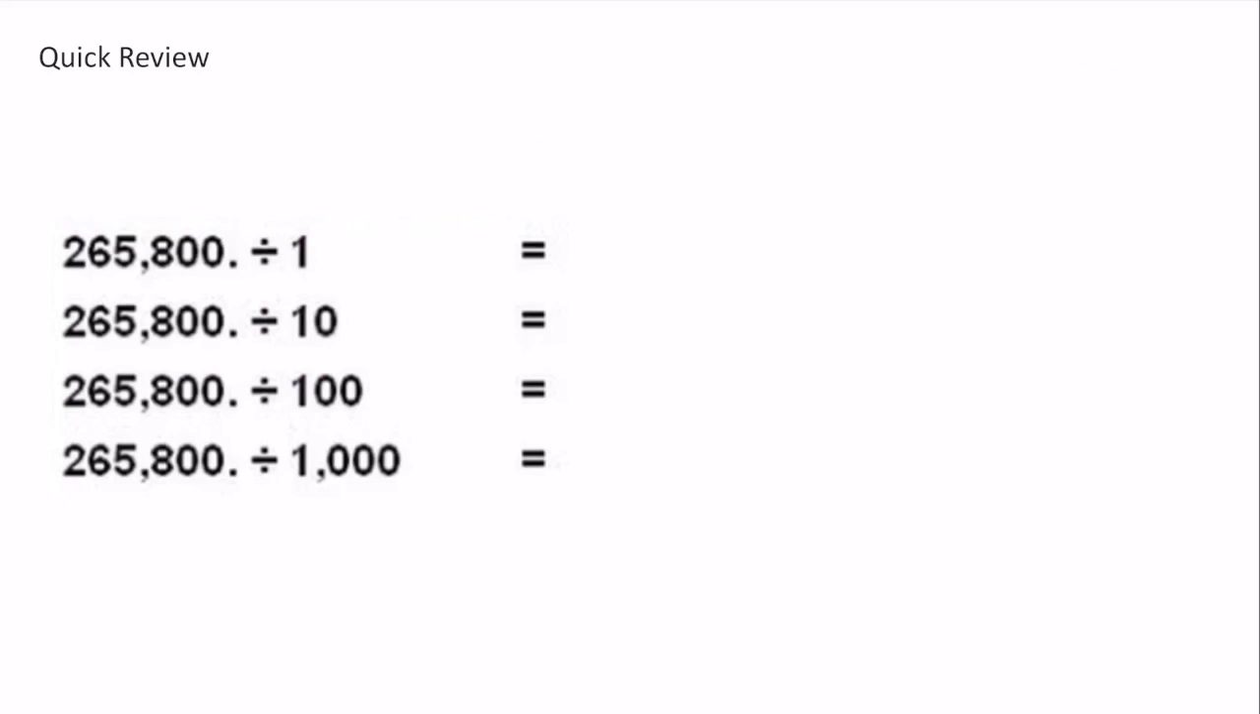Division. Divide by 1, nothing happens, right? That stays 265,800. But we divide by 10, we move 1 space to the left. We end up with 26580, and our comma moves 1 to the left as well. Divide by 100, right? We're moving 2 to the left. And notice, again, we're dividing, so we're moving to the left. The number is getting smaller.